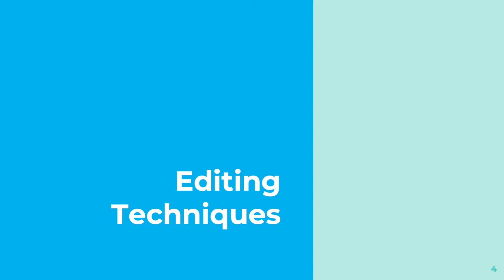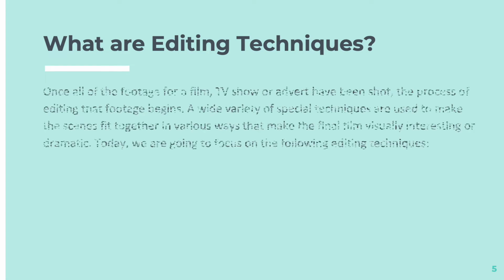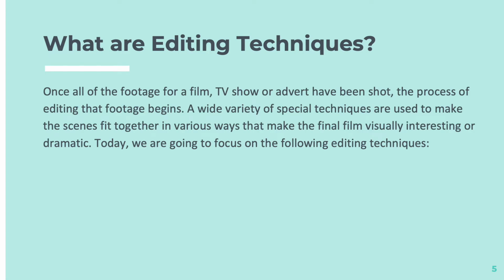Okay, so on to editing. What exactly are editing techniques? Well, once all of the footage for a film, TV show or advert has been shot, the process of editing that footage then begins. A wide variety of special techniques are used to make the scenes fit together in various ways that make the final film visually interesting or dramatic. There are lots of different kinds of editing techniques, but today we're going to be focusing on the following: fast motion editing, slow motion editing, and montage.